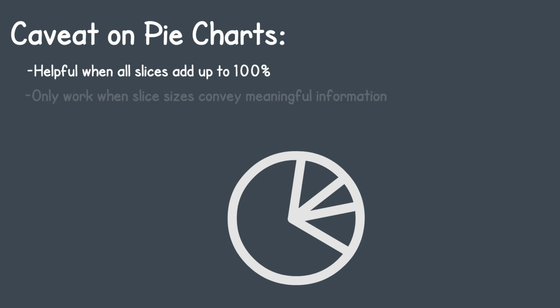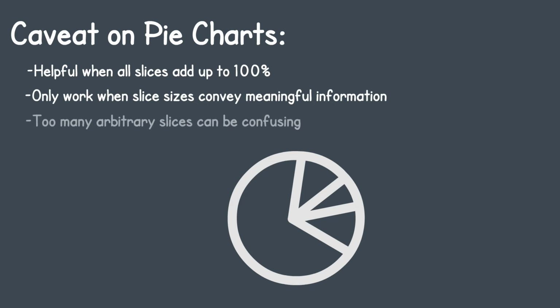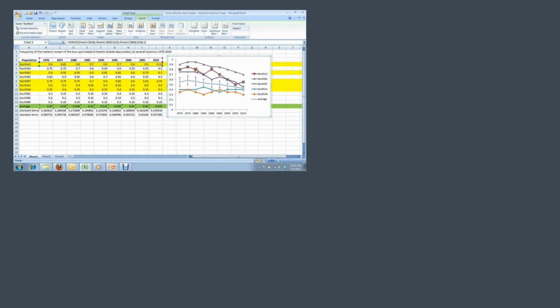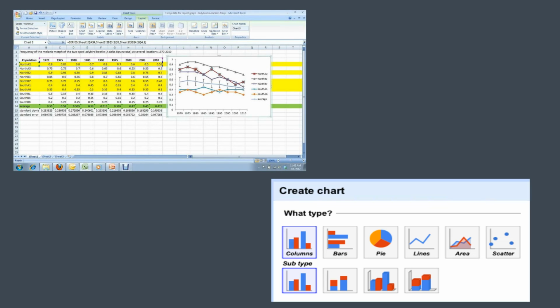Pie charts only work when the slice sizes convey meaningful information to the viewer. Too many arbitrary slices can be confusing. It's not helpful to your story if your audience is unable to visually compare differences in the chart. Charts can be easily generated from data stored in Excel or Google Charts. Once you have data in a spreadsheet, you can insert a chart. You will have the chance to do this yourself in the next activity.